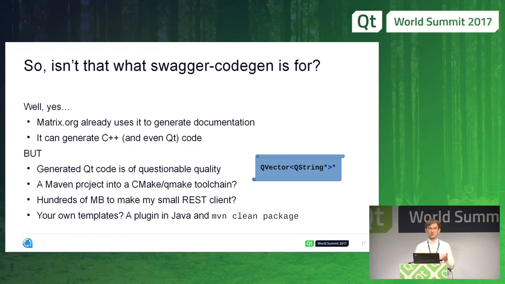Then Swagger CodeGen is in Java. So you have to download the Maven project, download all its dependencies, and then somehow include it into your CMake or QMake toolchain. Well, okay, still, you might want to use your own templates for that instead. But for your own templates, you have to actually write a backend in Java, write a class in Java, and do the whole rebuild of the whole thing, which implies you know Java.